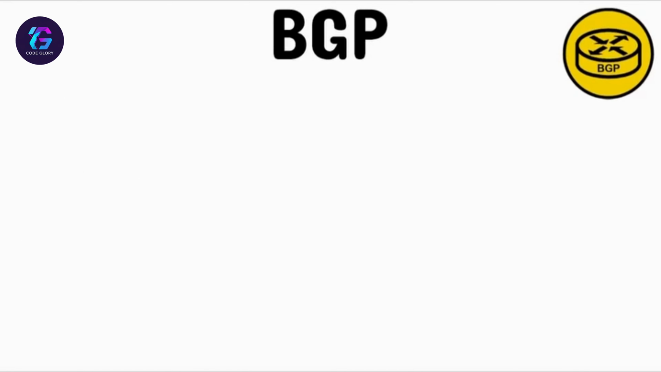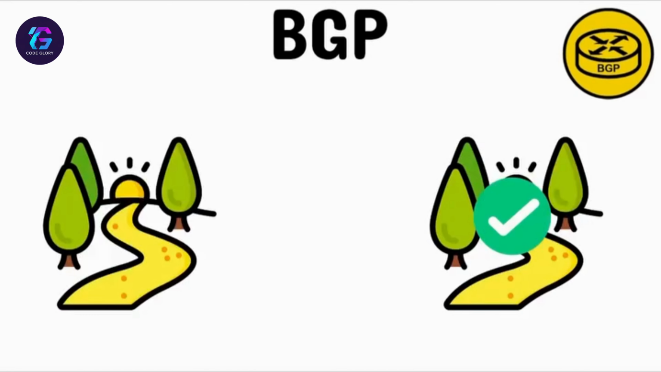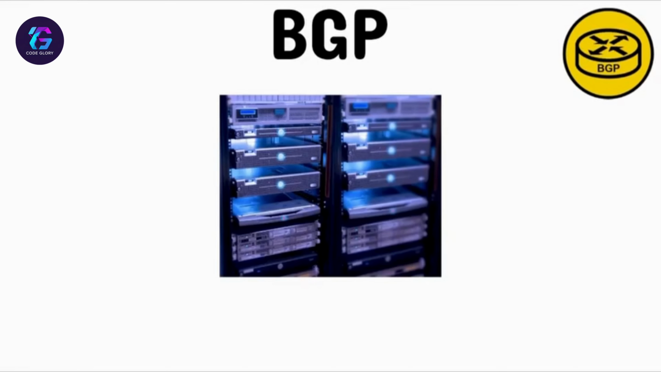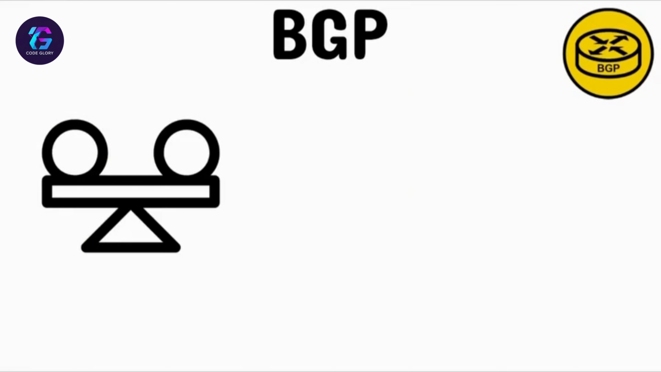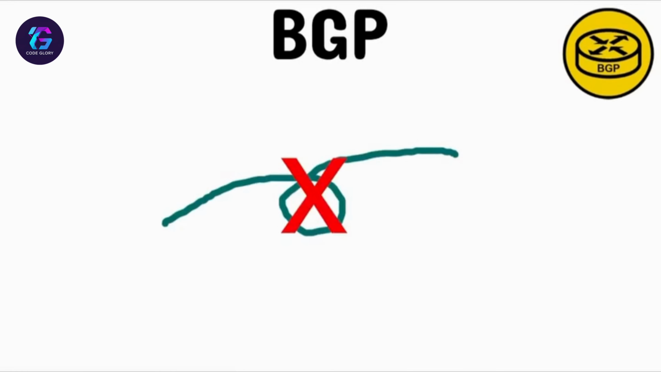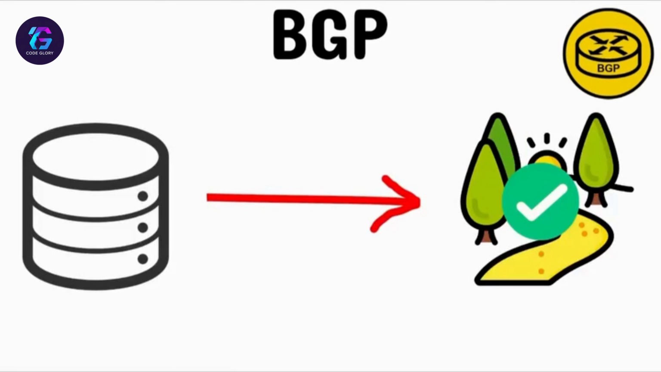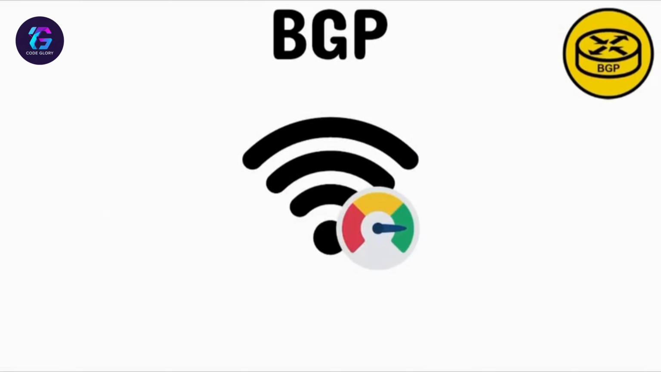BGP is the protocol that manages how data is routed between different networks on the internet. It's responsible for determining the most efficient path for data to travel between large-scale networks, called autonomous systems, ASes. BGP is essential for maintaining the stability of the internet by preventing routing loops and ensuring that data can be sent across the most optimal route based on factors like network performance and availability.